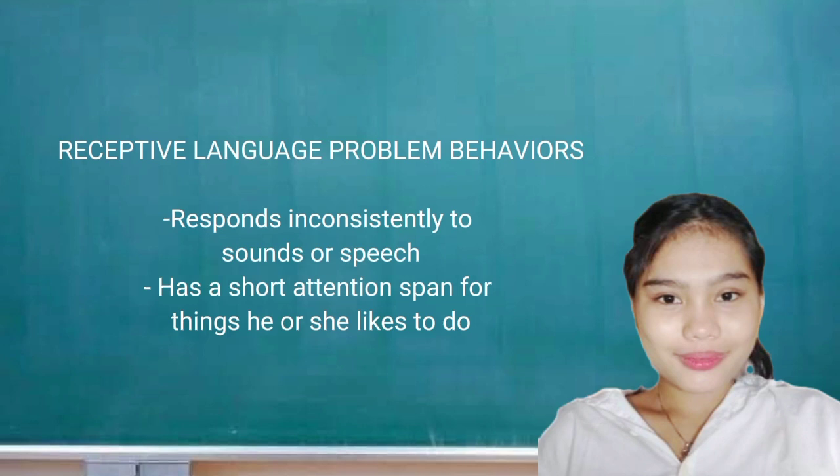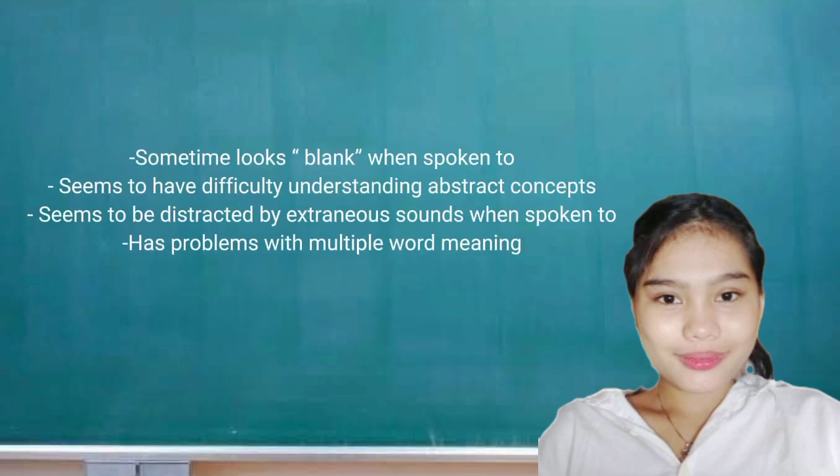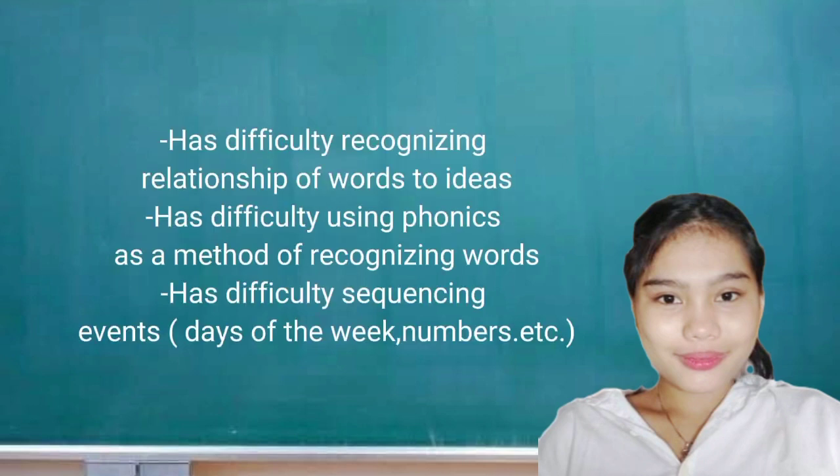Receptive language problem behaviors. Here are the behaviors. First, responds inconsistently to sounds or speech, has a short attention span for things that he or she likes to do, sometimes looks blank when spoken to, seems to have difficulty understanding abstract concepts, seems to be distracted by extraneous sounds when spoken to, has problems with multiple word meanings, has difficulty recognizing the relationship of words to ideas, has difficulty using phonics as a method of recognizing words, has difficulty sequencing events, days of the week, numbers, etc.